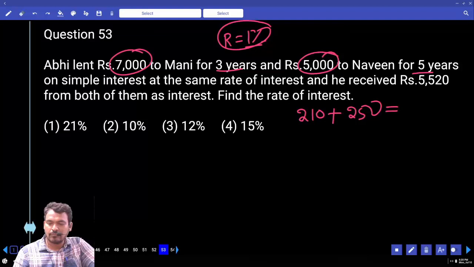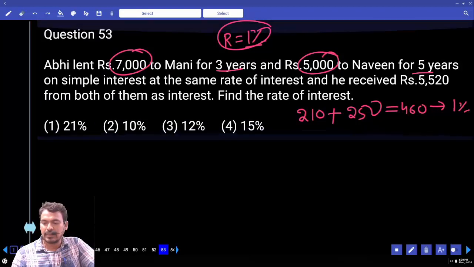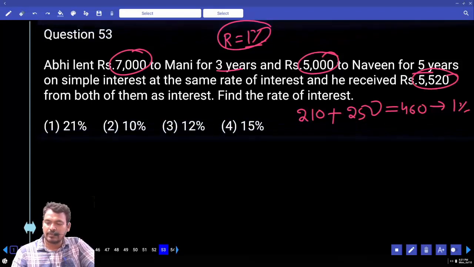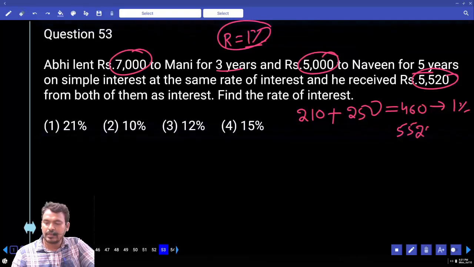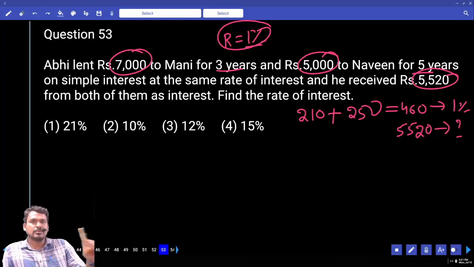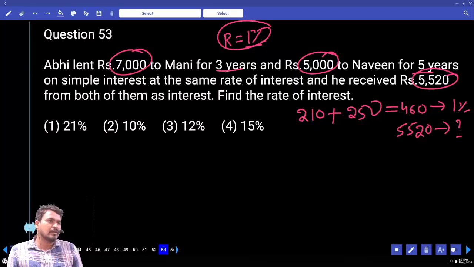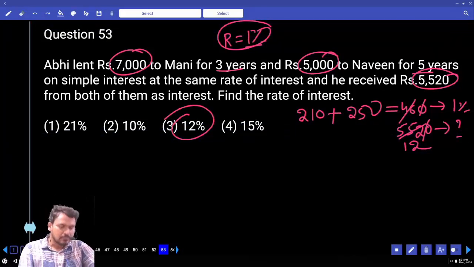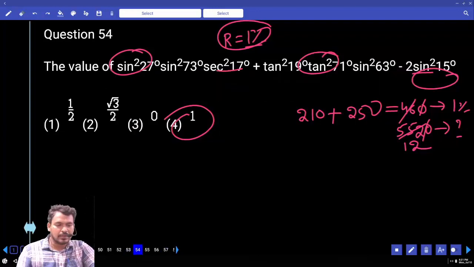210 plus 250, 460. If the rate is 1%, what is the interest value? 460 rupees. What is the total interest given? 5520. How much percent does it represent? If we raise 1%, we get 460. How much percent are we raising to get 5520? 0 0 get cancelled. 46 how many times? 12 times. What is R equal to? 12%.